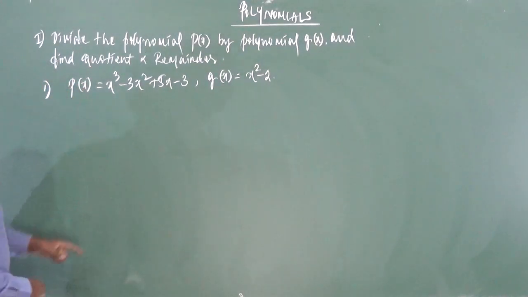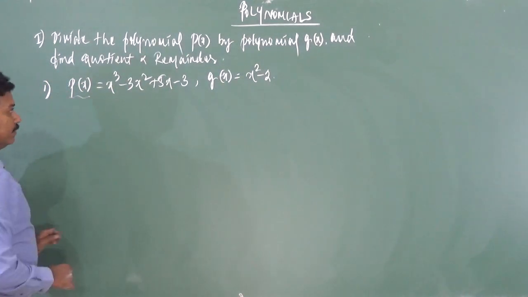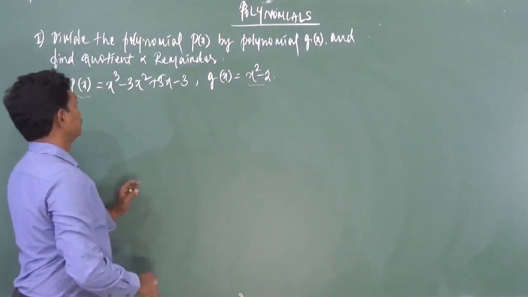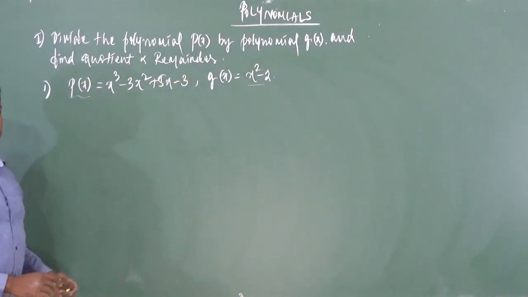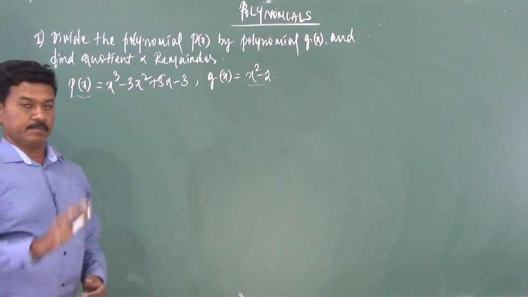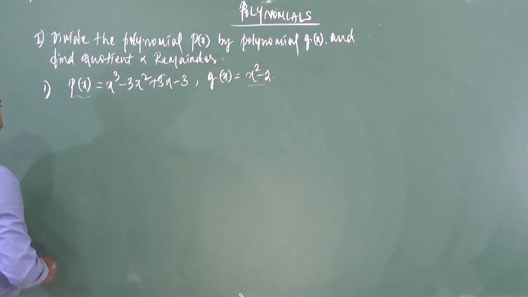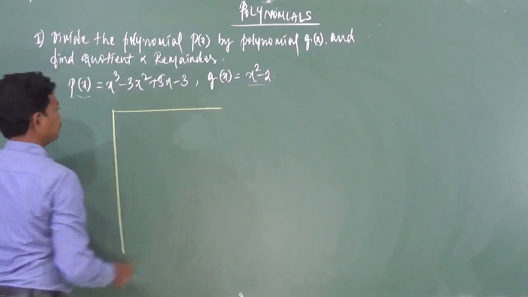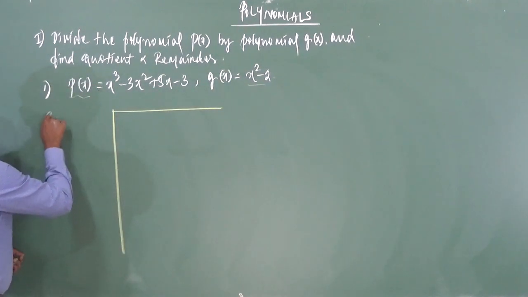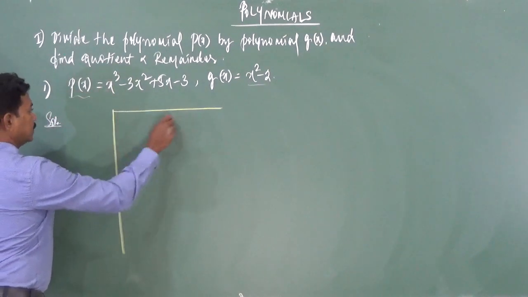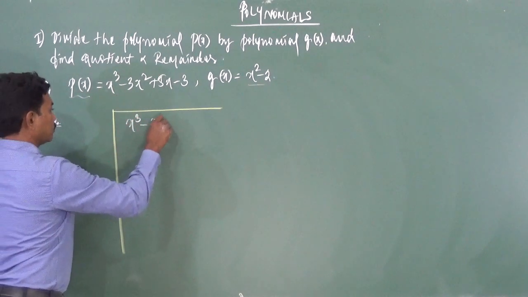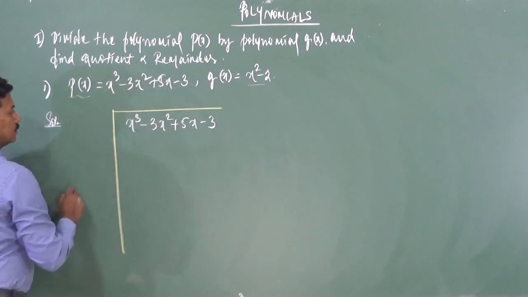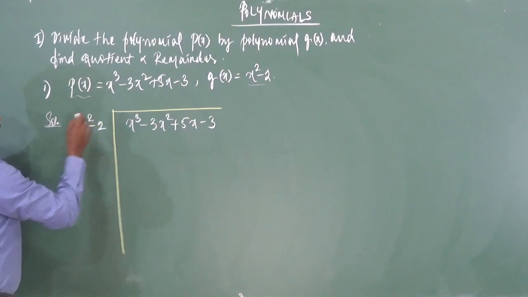So divide the polynomial p of x. So p of x polynomial is given by polynomial g of x. So g of x, another polynomial, is given to you, and find quotient and remainder. Just you have to find the quotient and remainder by division. Right. So we will start the process. You can go like this. So let us write p of x. P of x inside this is x cube minus 3x square plus 5x minus 3, and that is the divisor, that is x square minus 2.